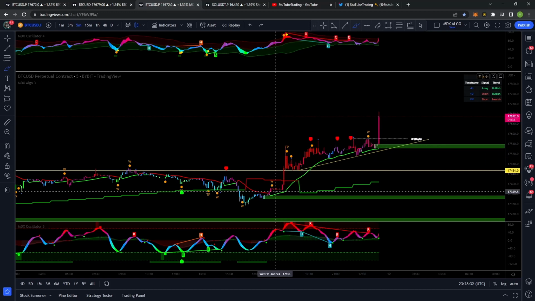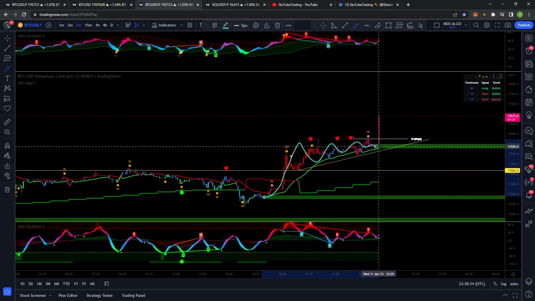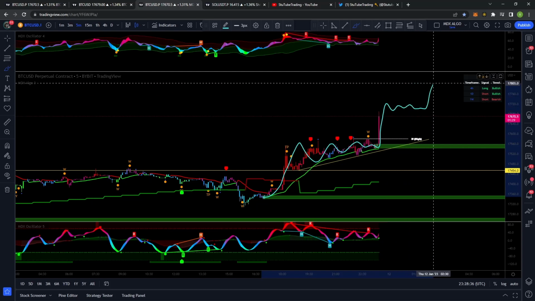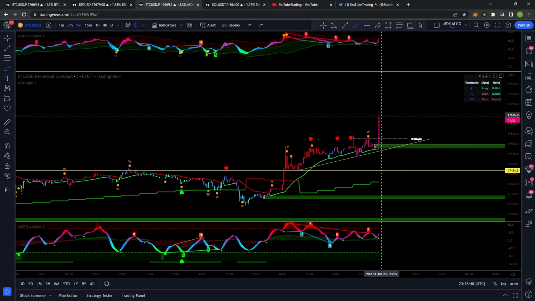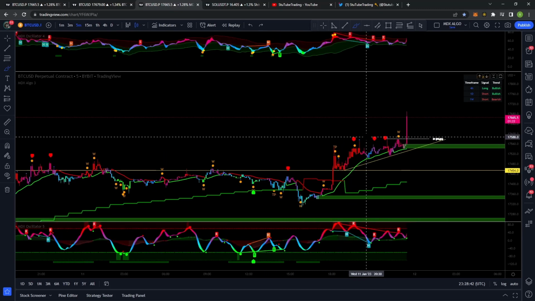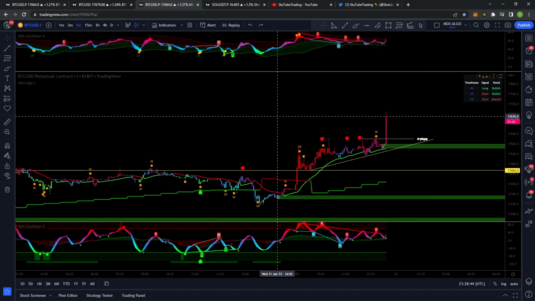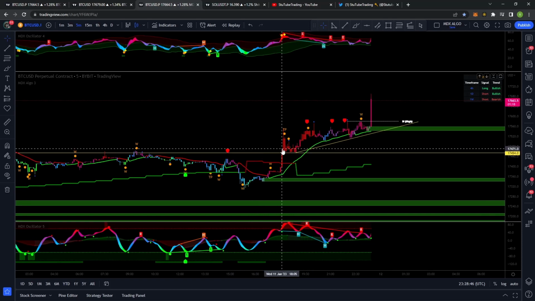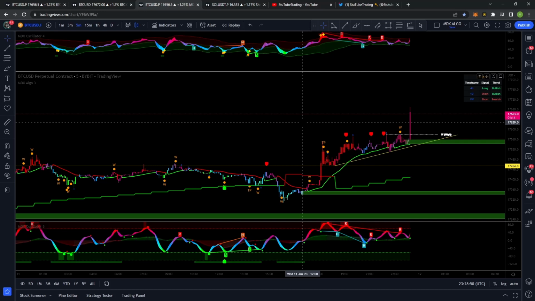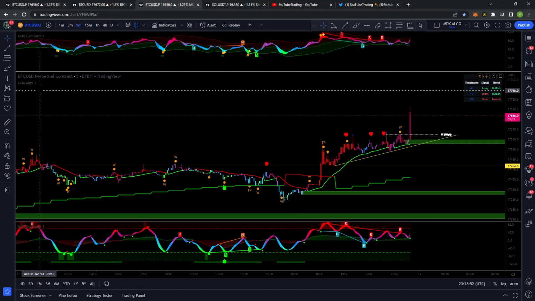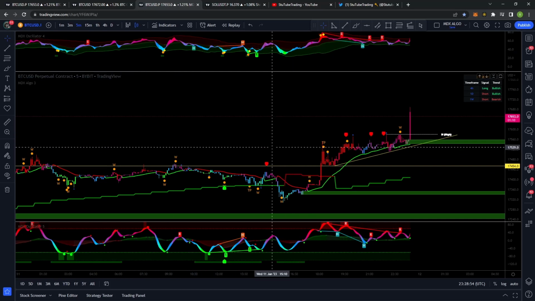So I would personally rather see a staircase, which it looks like we are getting, rather than one big wick and then just coming right back down, obviously. So it's looking fairly healthy right now, to me. I don't know if any of you guys have a different opinion, or does anyone have any questions about the indicators, how I have them set up, what anything does, anything like that.